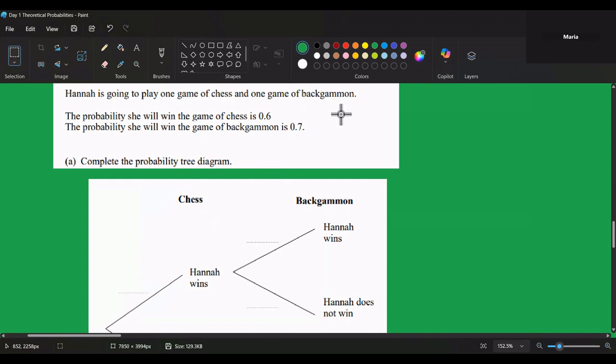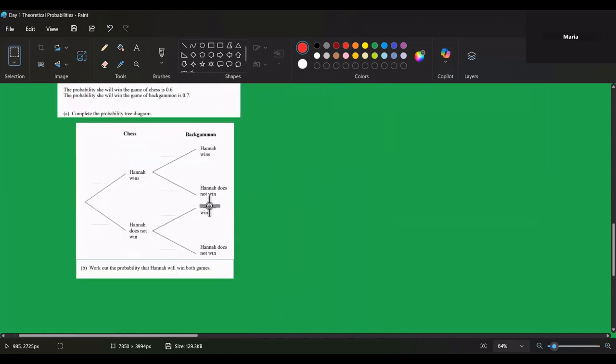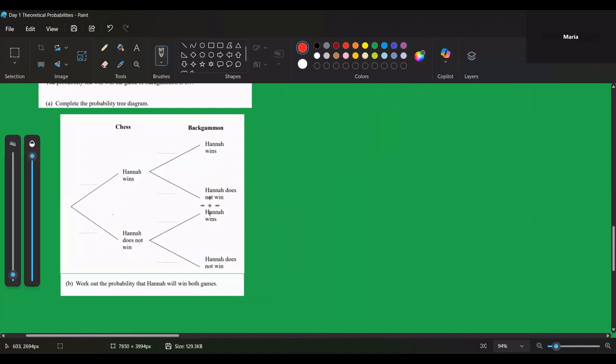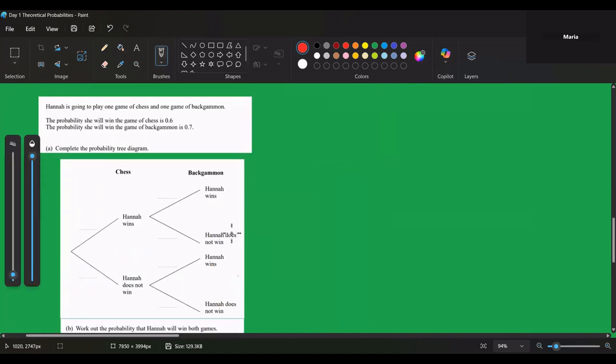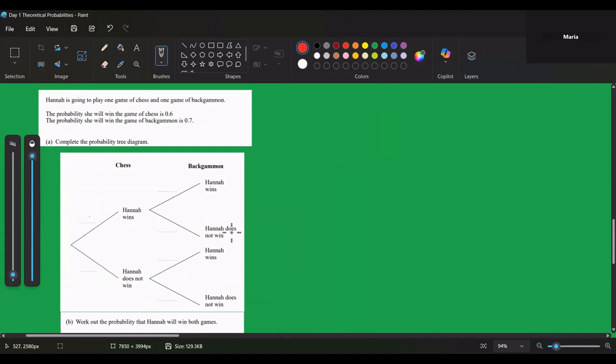Hannah is going to play one game of chess and one game of backgammon. The probability she will win the game of chess is 0.6. Obviously, what is the probability that she will lose the game of chess? So we're starting with chess. 0.4, excellent. So if the win is 0.6, the loss is 0.4 automatically. And then they say the probability she will win the game of backgammon is 0.7. The other one is 0.3. Very good.